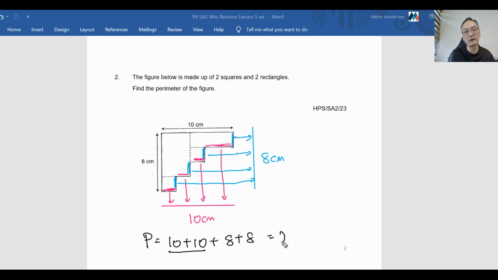10 plus 10 will give us 20. 8 plus 8 will give us 16. So in the end, we will get 36 centimeter.